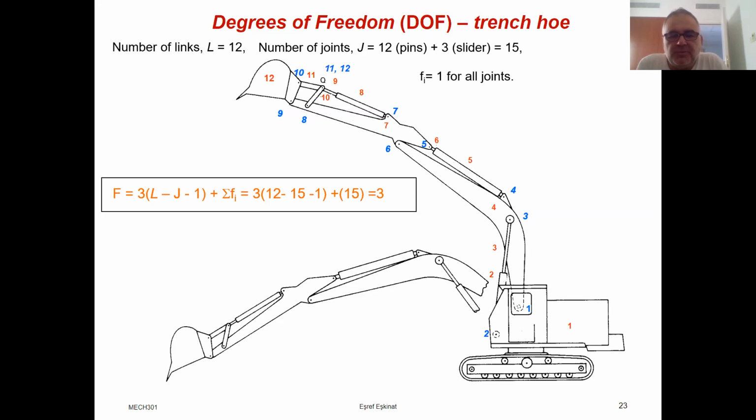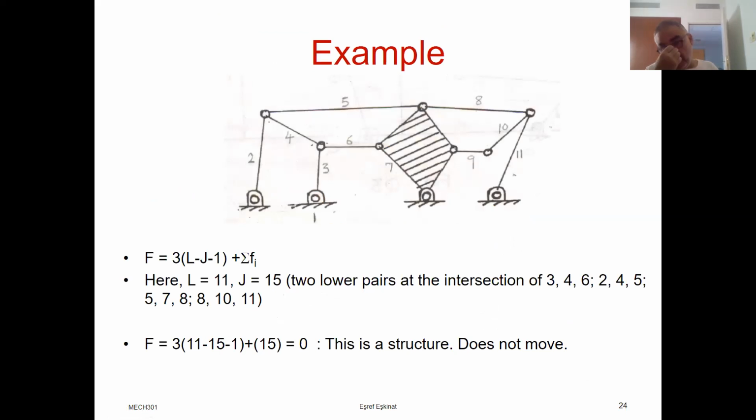And all these degrees of freedom, each of them is controlled by a hydraulic piston, as you see. The operator operates those hydraulic pistons in order to make the motions possible. Okay. Any question about this? So, as we said, three hydraulics are used to control the position of the bucket. Here we have another example.